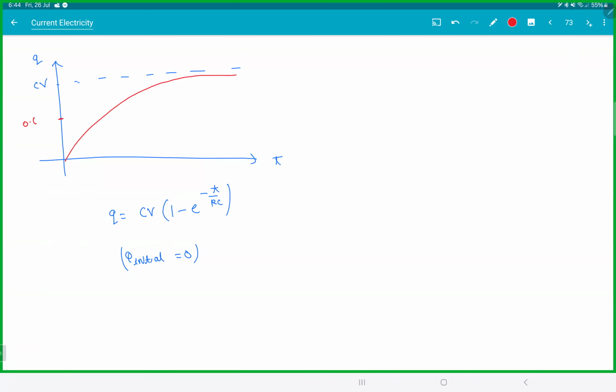If you take a point here, 0.63 CV, you get something called tau. It's called the time constant. This is the time taken to charge the capacitor by 63%.